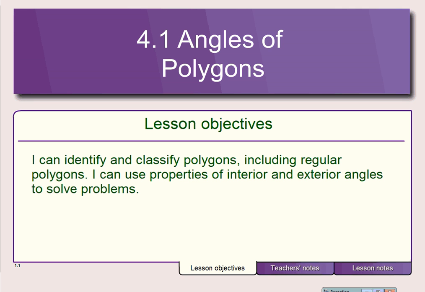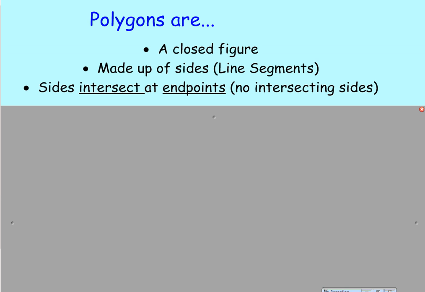Okay, geometry guys, we're looking at 4.1. We're looking at the beginning of unit 4. We're talking about polygons. Now remember, last unit was all about triangles. So now we're taking it one step further and talking about polygons, which are shapes with more than 3 sides. You need to be able to identify and classify polygons, figure out what a regular polygon is, and then use properties of interior and exterior angles to solve problems.